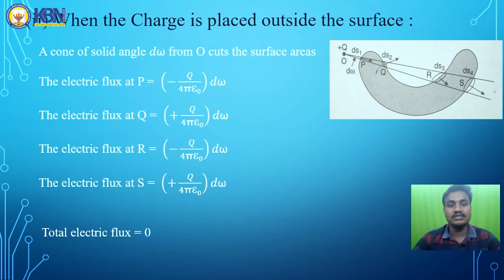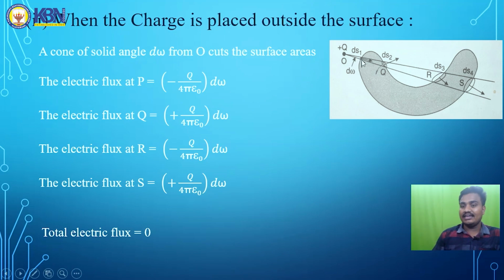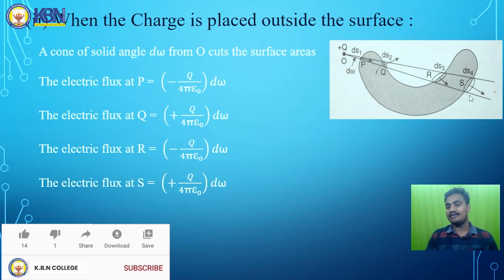Now coming to the second case, when the charge is placed outside the surface of a closed surface which is a regular shape. We can see here at point O the charge plus q is placed. A cone of solid angle d omega made by this charge touches the surface at 4 places. We can see here at point P, at point Q, at point R and at point S.